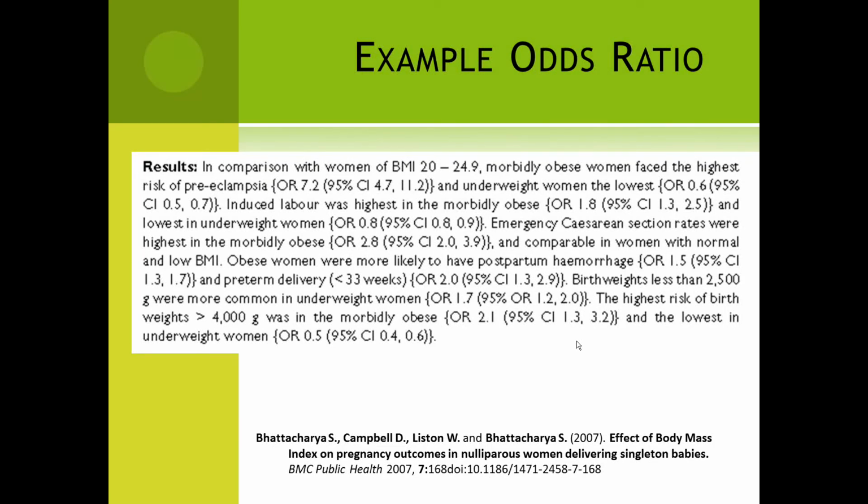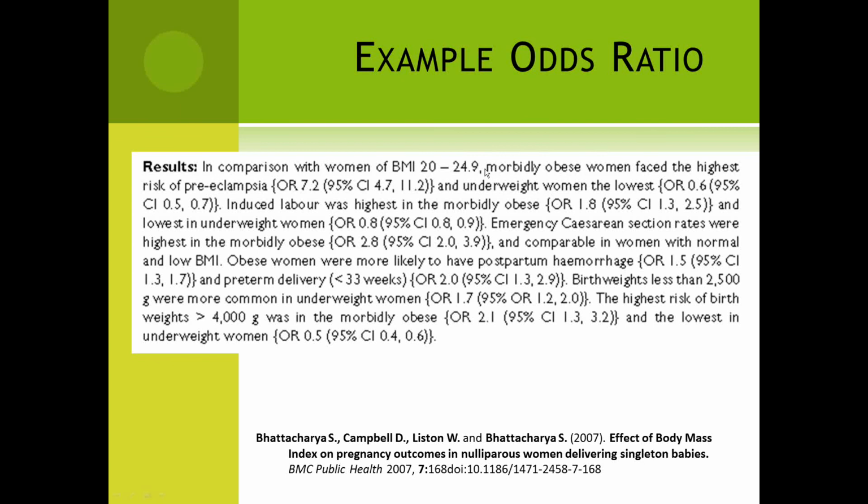Now this is a little bit blurry, but this is the way that some results can be presented in an abstract, for example, where the results are written out. In this case, it's a study that was comparing women's chances of preeclampsia according to their BMI category. So there's always a reference group or something that it's being compared to, and in this case the results are being compared to women who have a normal BMI.